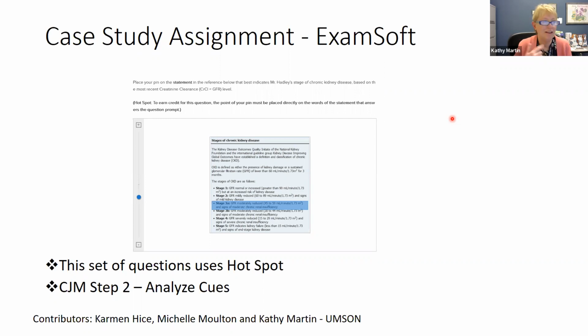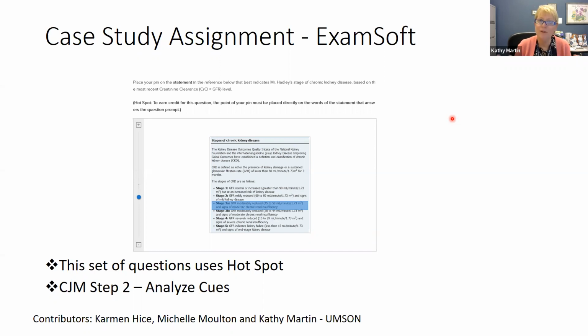So again, this is using hotspot technology. This is what the item looks like from the back, from our view. We have the highlighted correct area indicated in our view. Of course, the student doesn't see that. The student uses hotspot technology. The student is analyzing the cues of the laboratory data and coming to a conclusion about those clues.